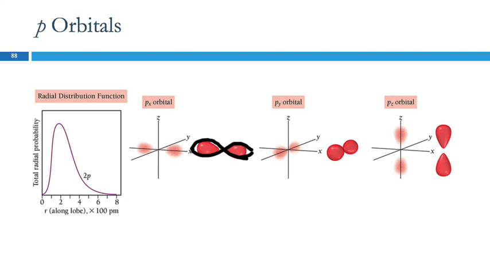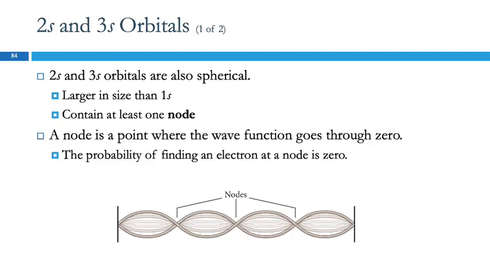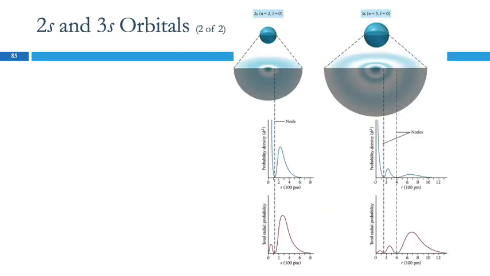Any questions yet? Yes. So the size and the number of nodes, say for s orbitals, as the s orbital level increases, do the size and nodes increase as well? Yeah. Here we see on the second level, this s orbital is bigger than it was on the first, and it has a node. So it has this area where there's no electron density. And then the third is bigger, and it's got an extra node. So as you go up the levels, they add a node.